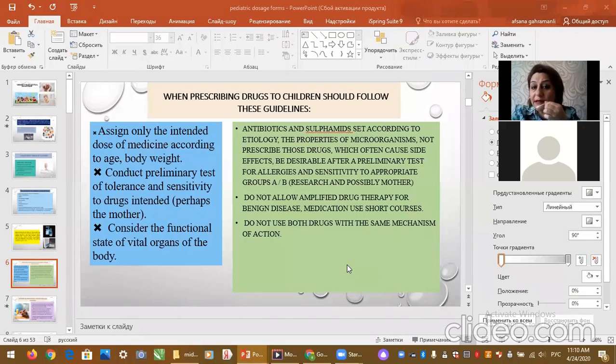the sensitivity of microorganisms. Do not prescribe those drugs which often cause side effects. It is desirable after a preliminary test for allergies and sensitivity to appropriate groups, and possibly the mother. Do not allow amplified drug therapy for benign disease. Use short courses of medication. Do not use two drugs with the same mechanism of action.